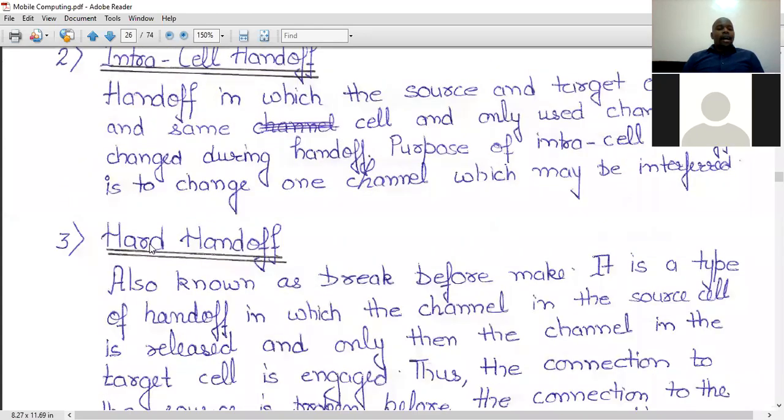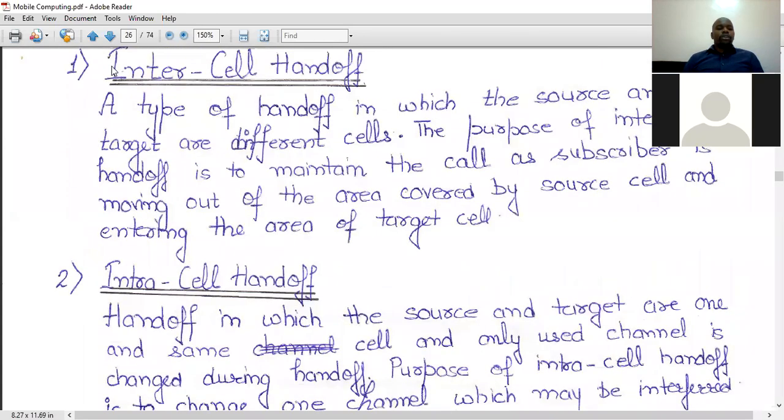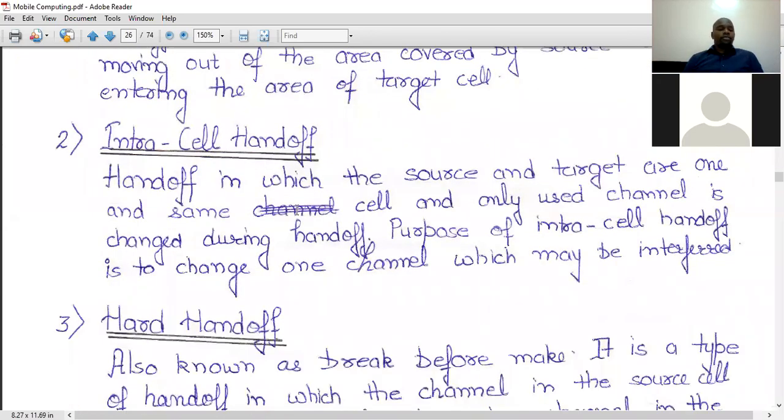Then there is hard handoff. So we said intercell is when you move from one cell to another. So the control of your call is changed from the frequency of cell A to another frequency of cell B. Intracell handoff is a handoff that occurs when the caller is within that cell, but control is given from one frequency of that cell to another frequency of that cell when the previous frequency has experienced interference.